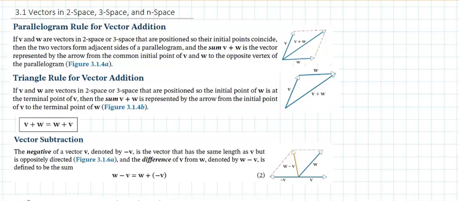Section 3.1 talks about vectors in 2 dimensions and 3 dimensions and n dimensions. So if you're taking third semester calculus, this is a review. If not, here it is. Let's start with 2 dimensions. If we want to talk about vector addition, consider a vector w and a vector v.